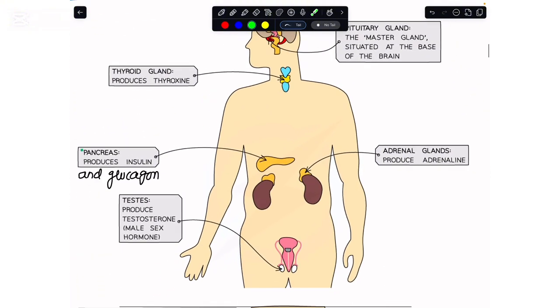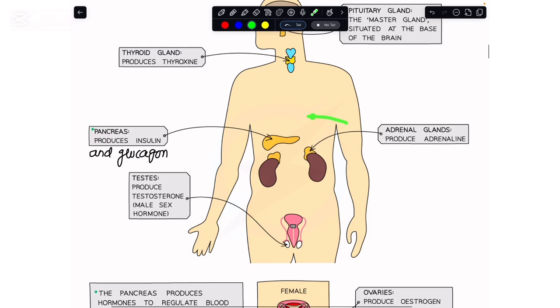And if I come into the lower body part where we have the abdominal cavity, you see that on the top of the kidneys we have this gland, and this gland is what we call the adrenal gland. And this adrenal gland releases a hormone, and that hormone is entitled the adrenaline hormone.